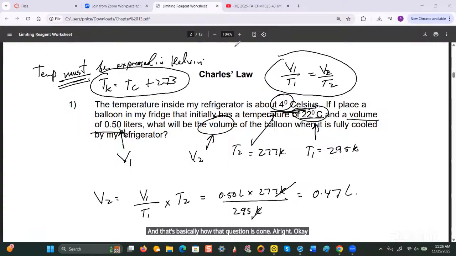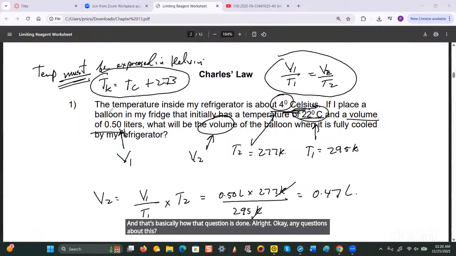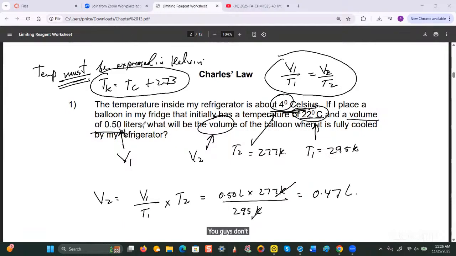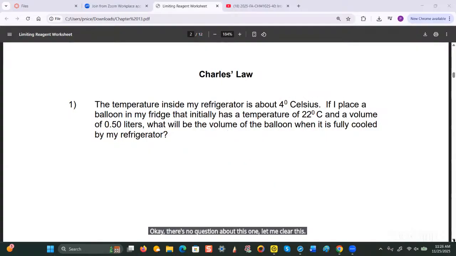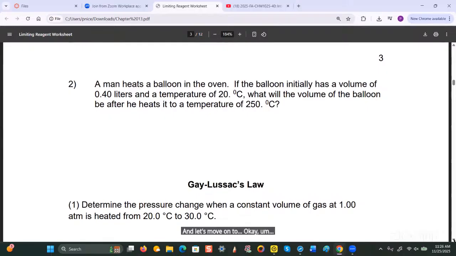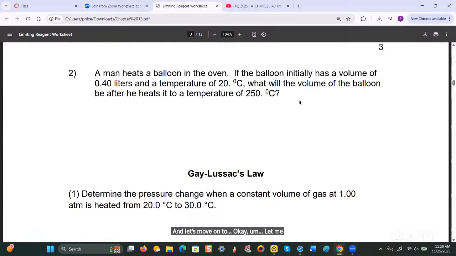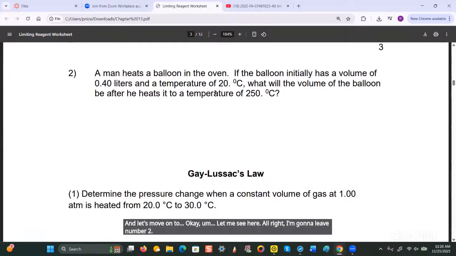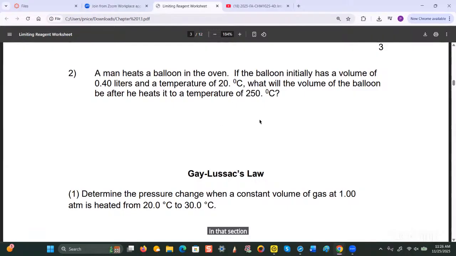Okay, any questions about this? You guys out there in Zoom, please feel free to chip in if you have any questions. Okay, there are no questions about this one. Let me clear this. I'm going to leave number 2 in that section for you to do. Again, it's the same equation, so you should have no problems with this one.